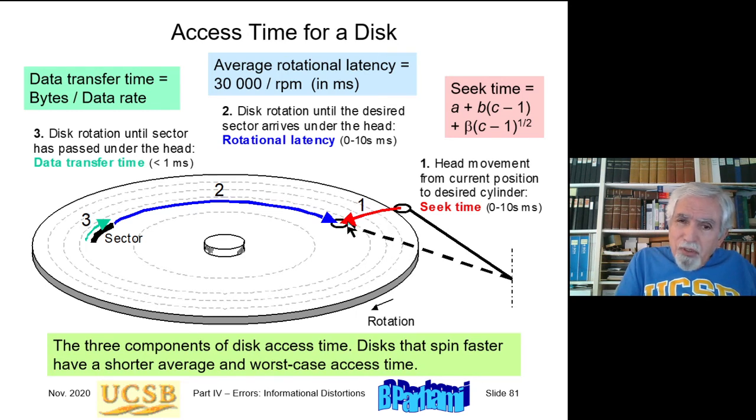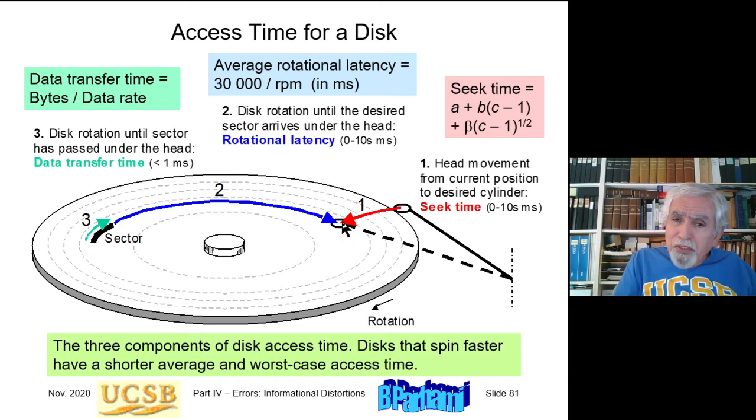As I mentioned, it's on the order of milliseconds. And it's a function of how many tracks you move. If you move C tracks, the seek time is a function of C. Now, if this movement were uniform, at constant speed, then this would be a linear function. But because it involves acceleration of the head at the beginning and then deceleration at the end, it also has a square root term. So it's a function of C. The more you move, the higher the seek time.